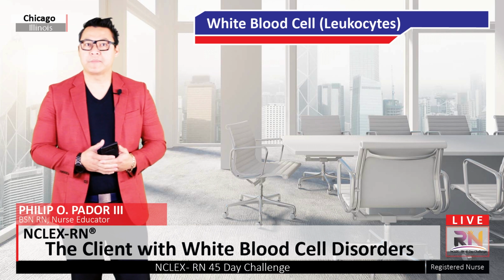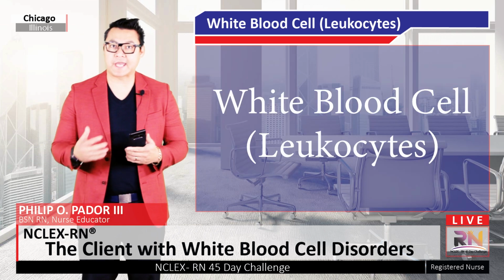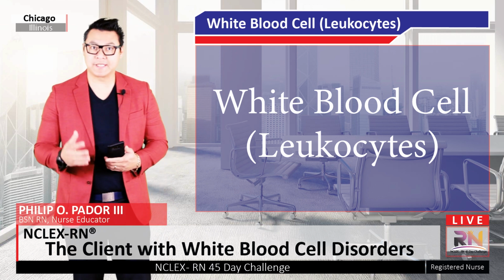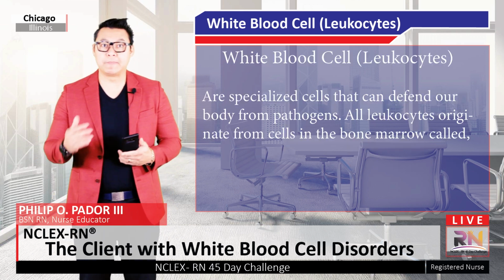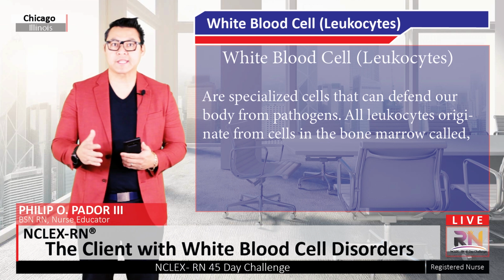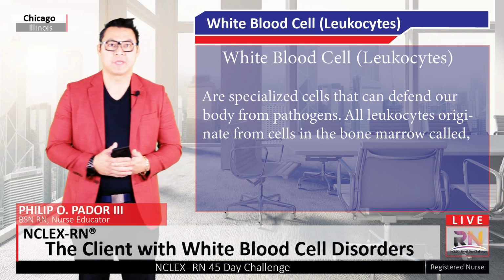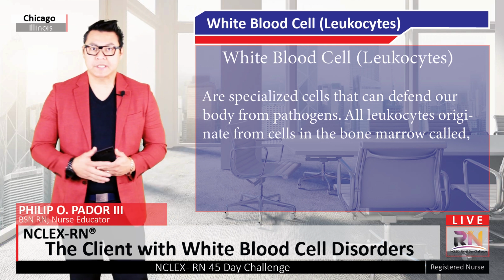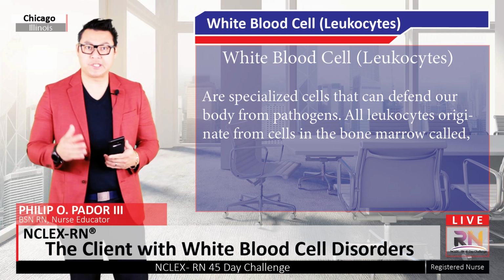In this video, I'm going to be talking about leukocytes, or white blood cells. Leukocytes, also known as the white blood cells, are the cells of our immune system that function to protect and defend our body cells from different types of pathogens. For example, bacterial cells as well as viral agents.